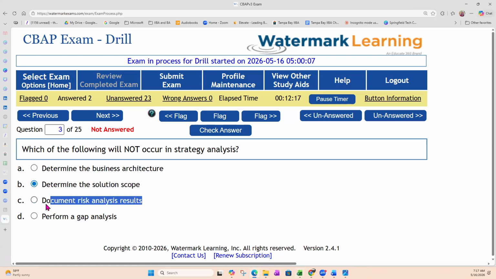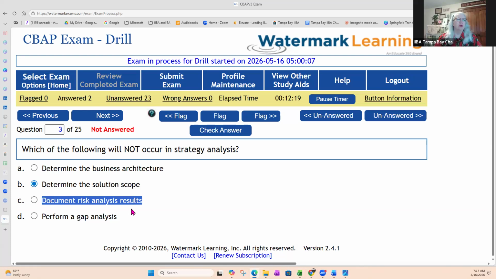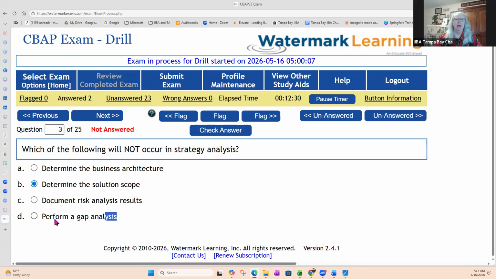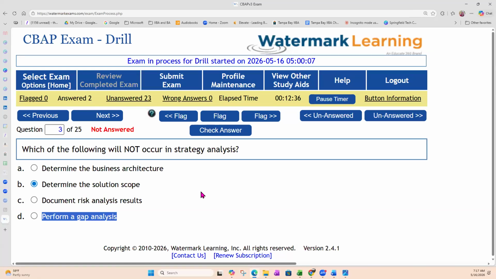Yes. How about document risk analysis results? Do we do that? Yes, we do. Also on the change strategy. Okay. And perform gap analysis. Do we do that? That's the one I will choose as not doing. I believe that gap analysis is done way before. But we can also do a gap analysis when comparing the current state with the future state.